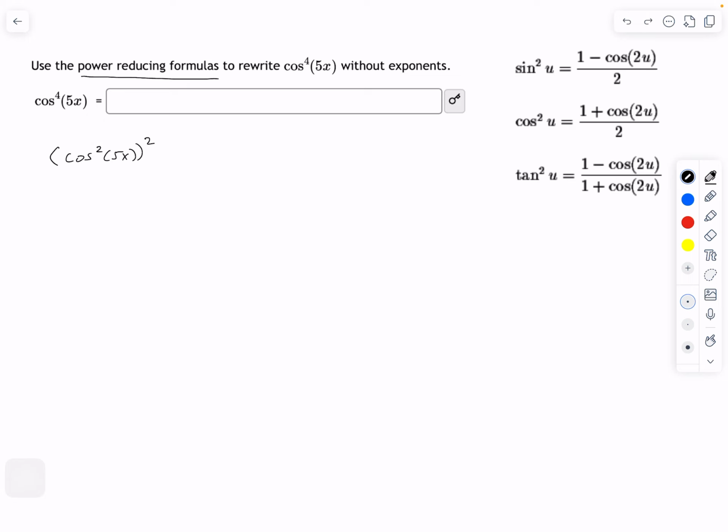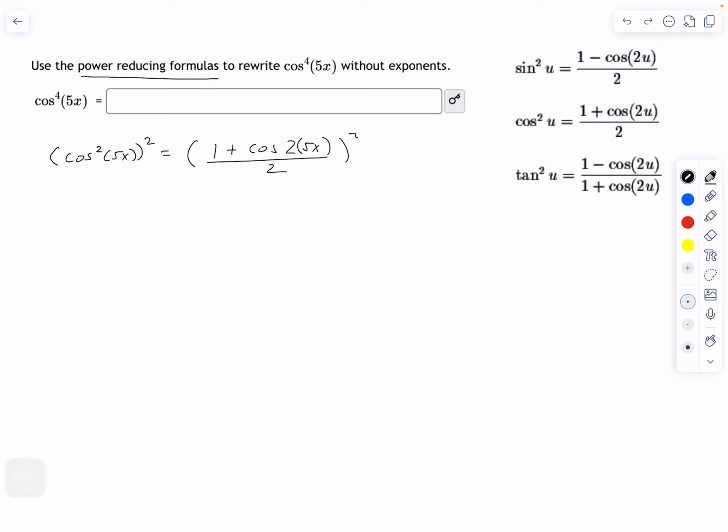So we're going to go ahead and change that with the parentheses squared, and we're going to just copy our identity. It'll be 1 plus cosine of 2u, which is our inside value 5x, over 2. Okay, and you can say, oh, look, there's no exponent here anymore. But if I squared this out, we would still have an exponent. So let's go ahead and multiply that.